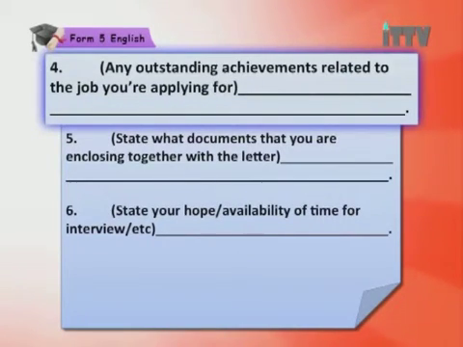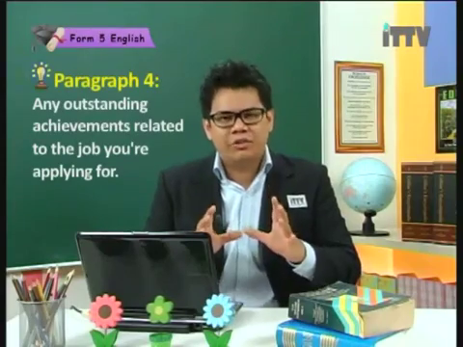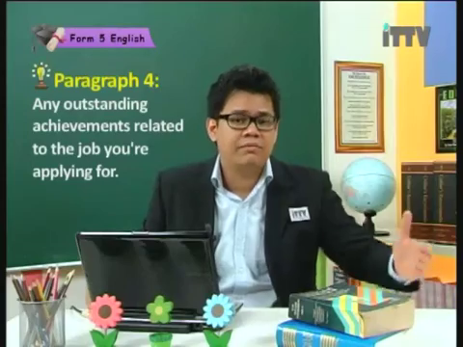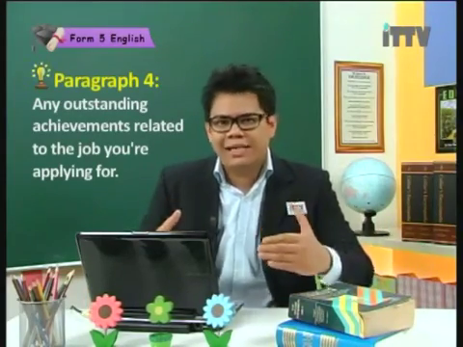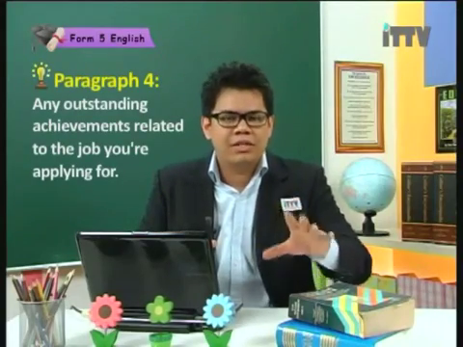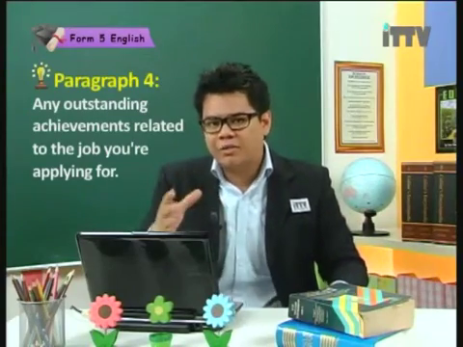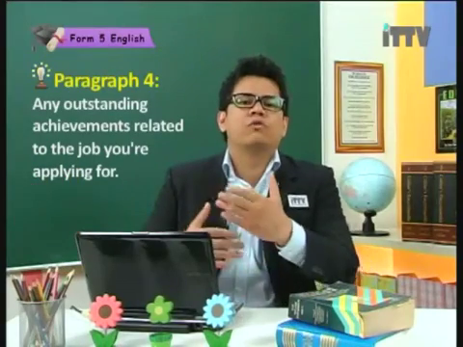Fourth paragraph. Any outstanding achievements related to the job you're applying for. Now, whenever you apply for a job, it's good to tell them about yourself. So if you were very active in school, you would like to tell them about it. I was the captain of the basketball team. I was the captain of the swim team. So you're telling them about your achievements. So not only are you qualified based on your education, you're also an all-rounder, which means that when it comes to sports or maybe art, you're also very good there.